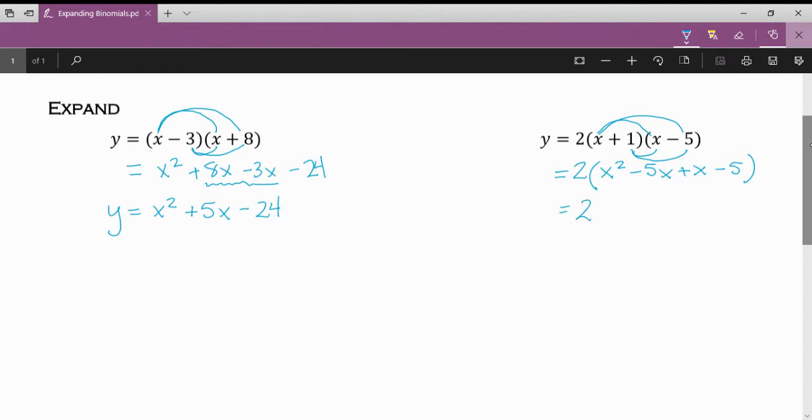All right, I like to take a second and simplify inside my brackets. So I have these two x terms here that can be simplified. So we have x squared, then -5x plus x is -4x, minus 5. And then I'm going to multiply my 2 into the brackets. I'm going to multiply each term by 2. So 2 times x squared is 2x squared. 2 times -4x is -8x. And 2 times -5 is -10.